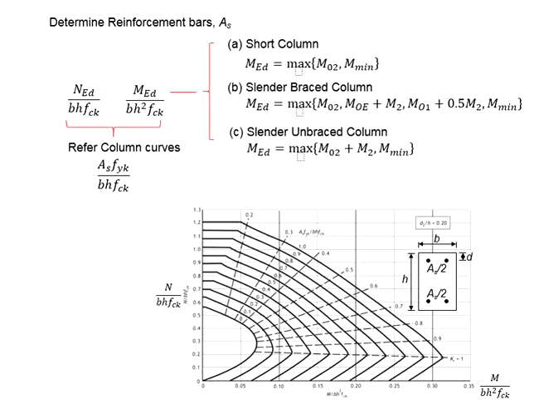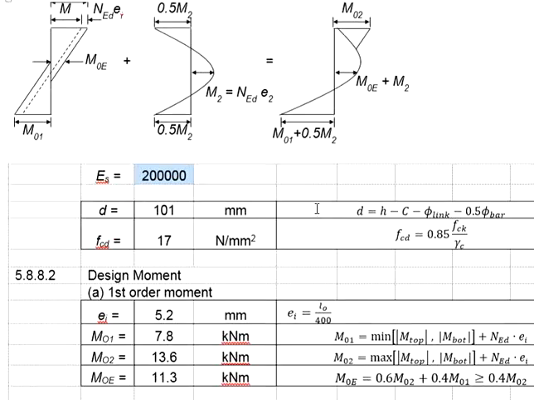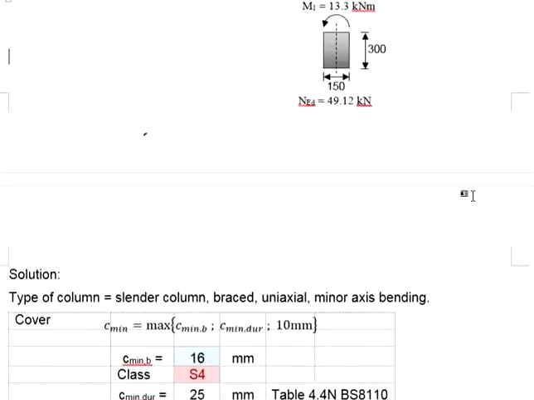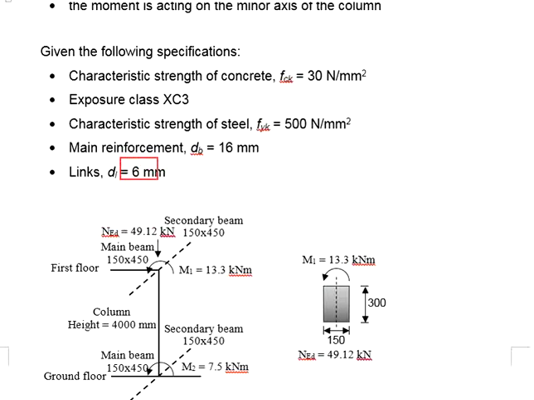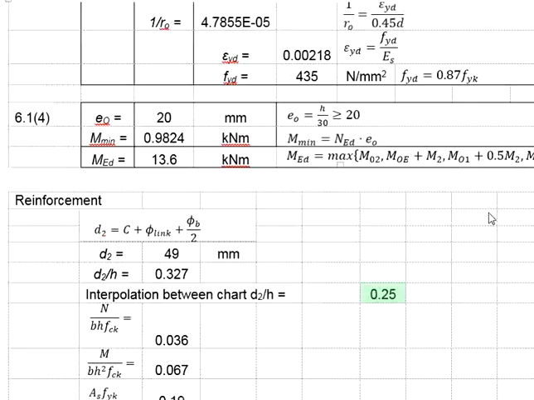Now how do you calculate D2? D2 is referring to the edge of the column to the center of the reinforcement. This is calculated by having the concrete cover plus the size of the shear link plus half the size of the steel bar. Concrete cover is 35. Shear link given 6 mm. Bar diameter 16 mm, divided by 2. You get your D2 equals 49 mm.